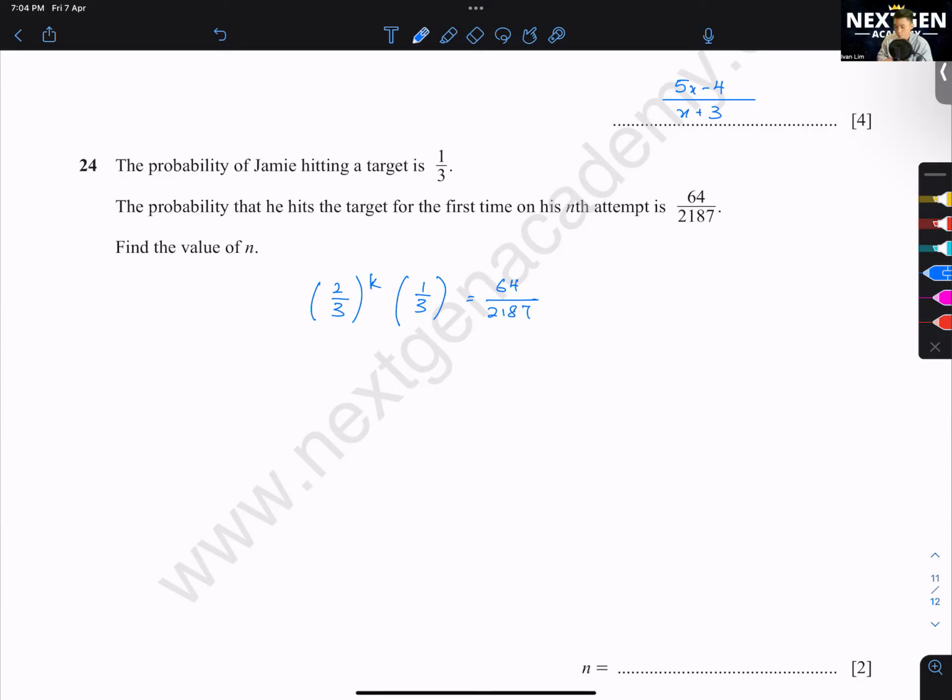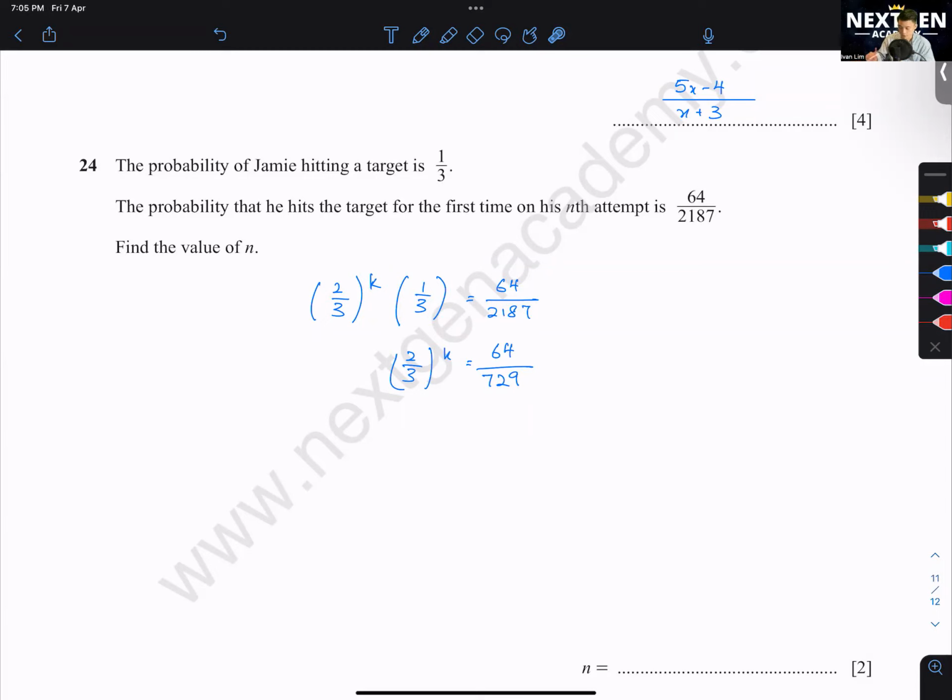So we are going to solve this equation to find the k value. Multiply by 3 first. So 64 over 2187 multiplied by 3, you get 64 over 729. Now I teach you an easy way to do it. We are just going to use the CALC button, because this is a simple equation.